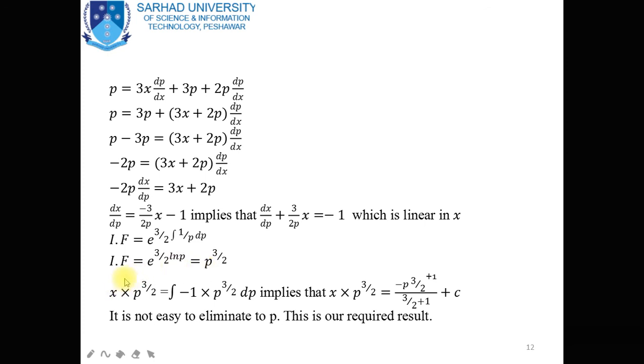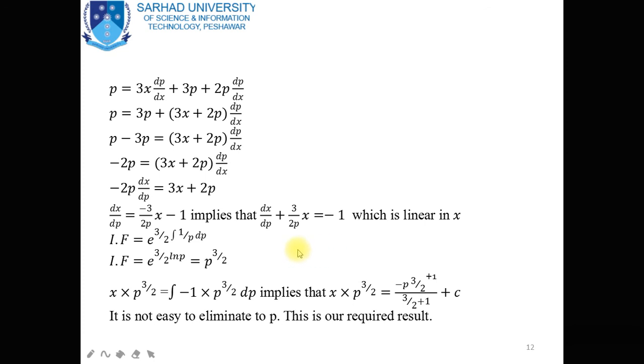So the solution is: the dependent variable multiplied by the integrating factor is equal to the integration of the integrating factor multiplied by the Q function. Minus 1 is the Q function. So this implies that x multiplied by p power 3 by 2 is equal to minus p power 3 by 2 plus 1 divided by 3 by 2 plus 1, plus a constant of integration. So this is the solution. Now in this solution it is not easy to eliminate p, so this is the required solution. Now p will be treated as a parameter.